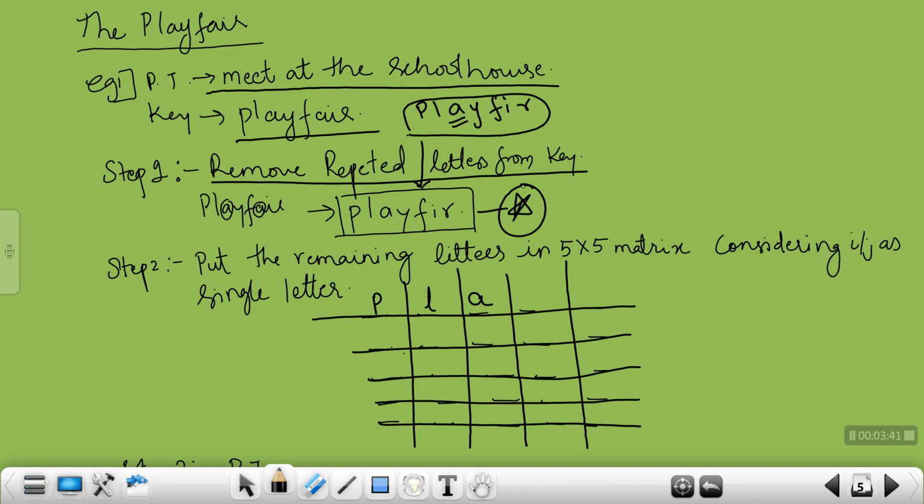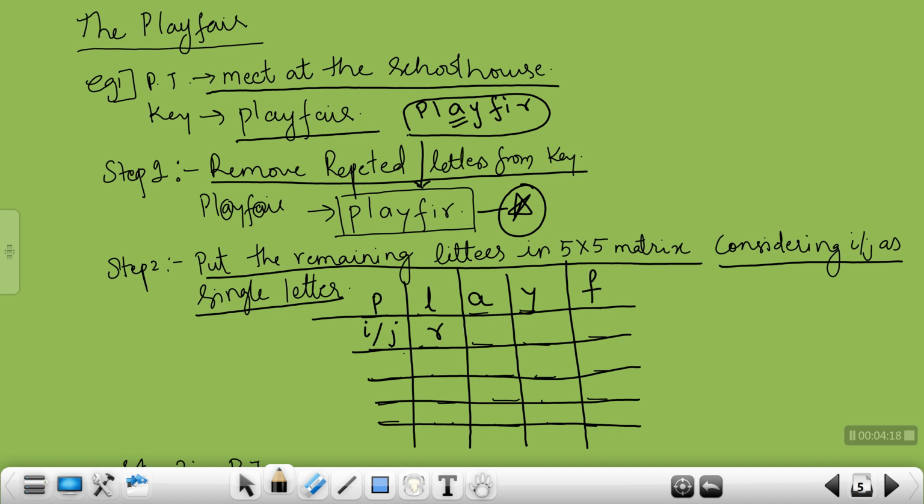So P, L, A. After that Y is there, then F is there. After that I is there. As I have told you, while doing this we have to consider I and J as a single letter. Put the remaining letters in the 5 by 5 matrix considering I and J as a single letter. So P, L, A, Y, F, I/J, and what is remaining now? R. Now what we are going to enter in the remaining cells of the 5 by 5 matrix is nothing but the remaining alphabets.